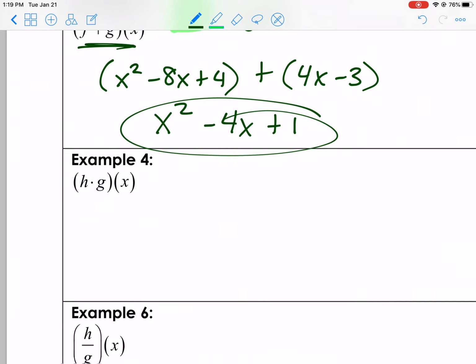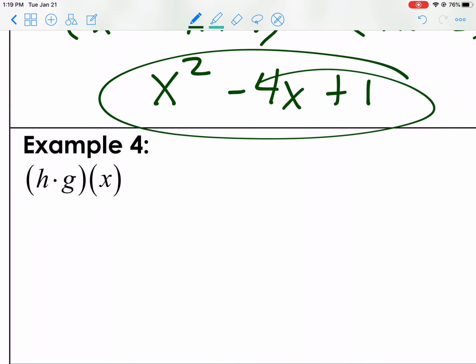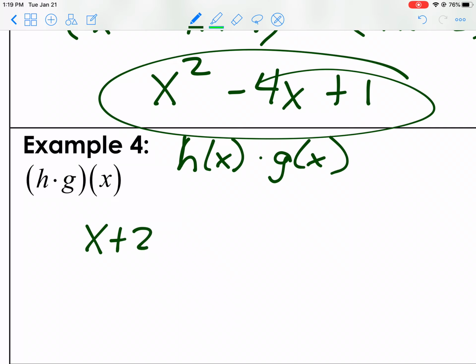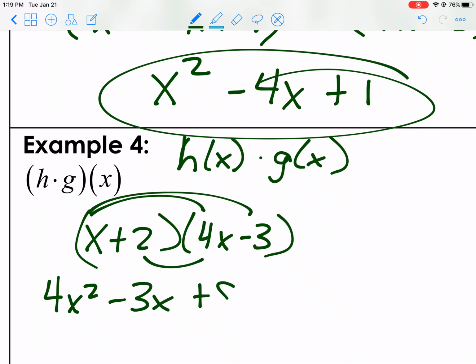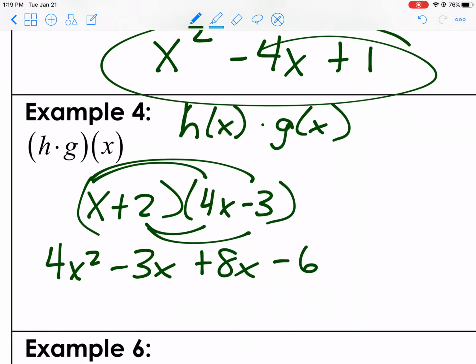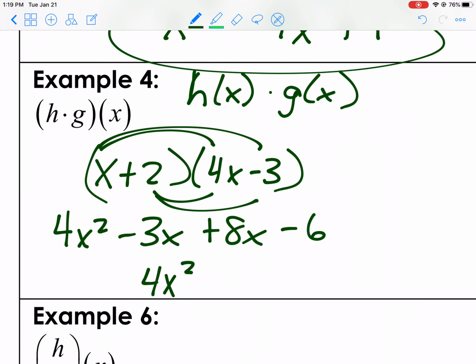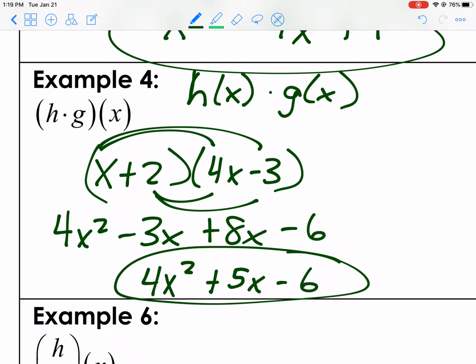All right, let's move on to 4. This is the product of h and g of x. So we're doing h of x times g of x. H of x is x plus 2. The function g of x is 4x minus 3. So now we're going to multiply: 4x squared minus 3x plus 8x minus 6. And so we have the simplified expression 4x squared plus 5x minus 6.